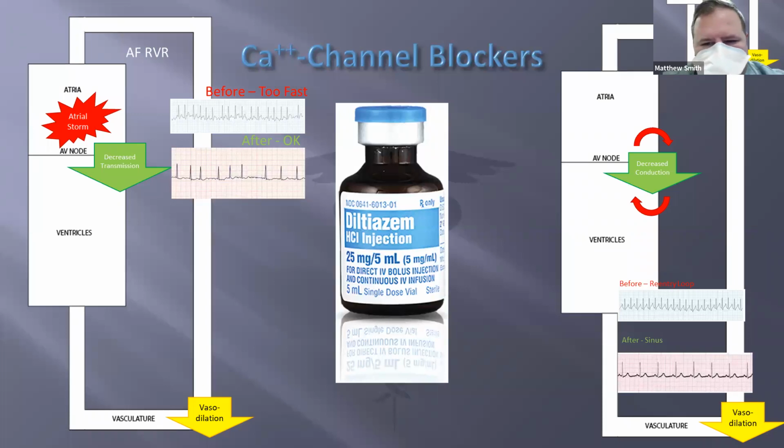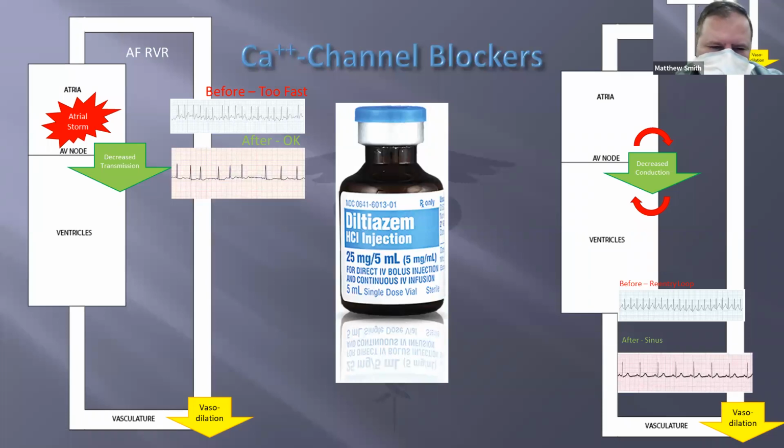Another is again in that reentry loop SVT type situation, when we have an electrical impulse that is being redirected back through the AV node as soon as it passes through. If we decrease the conductivity of the AV node, we have the potential to knock ourselves out of that reentry loop, which is what we're hoping to do.